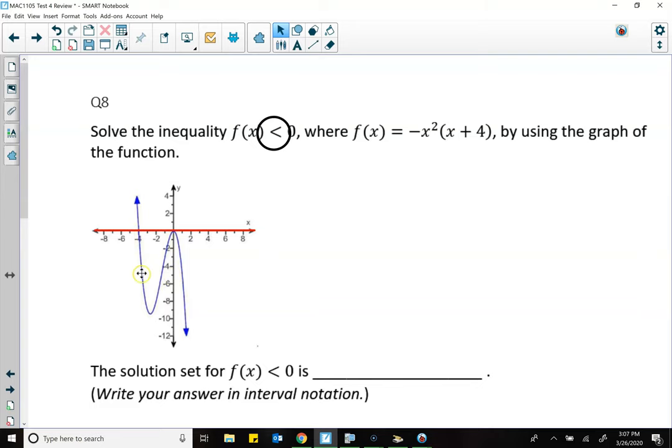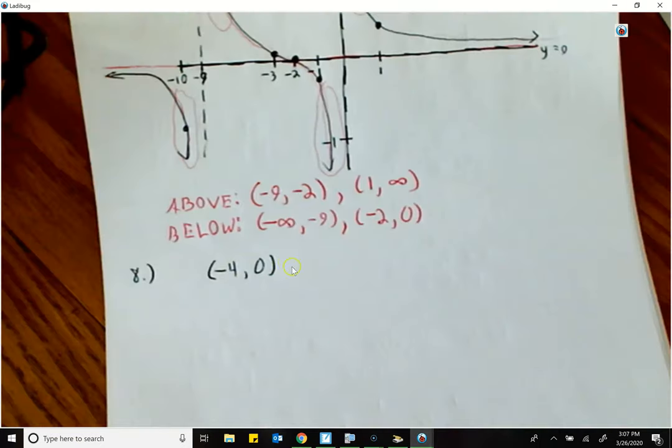So I'm below, all of a sudden, right here at zero, we're back at the x-axis. So from negative 4 to 0, my graph is all below. And again, do I like being at 0, which is on the x-axis? Our sign says no. So you would have a parenthesis. So this is what that first piece looks like. From negative 4 to 0, we are below. And again, the parentheses, because we are less than.